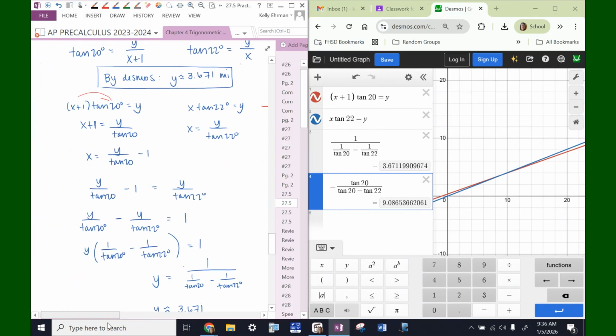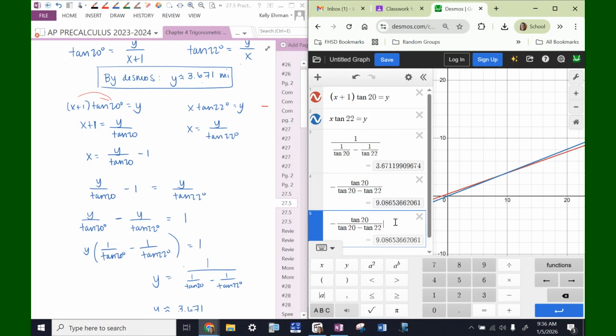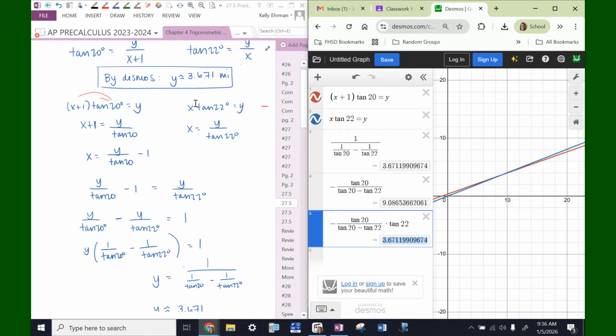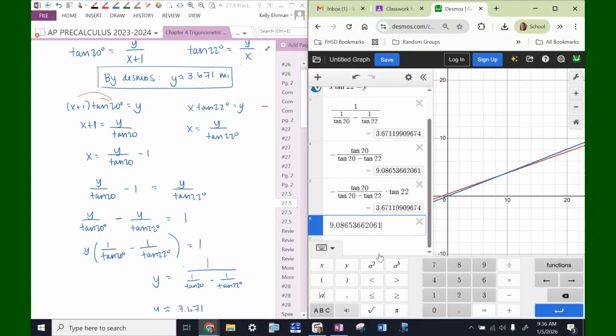But remember, there's a relationship between x and y. You have a couple of them, actually. X plus 1 times tangent of 20 equals y, or x times tangent of 22 equals y. So if I take this answer and I multiply it by tangent of 22, I get the answer I'm supposed to have, because y is equal to x, which was this, times tangent of 22. If you take the numerical answer unrounded, times tangent of 22, same thing.